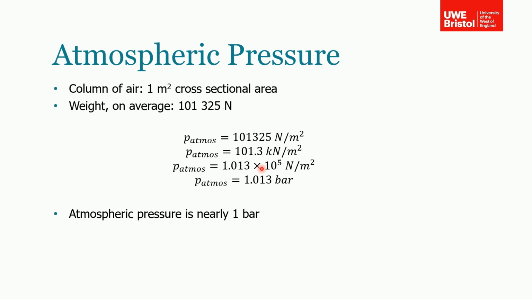So this is written as 1 times 10 to the 5. So that's bar. If you remember our previous definition, a bar is 100,000 newtons per meter squared. So give or take, obviously there's a little bit of difference, atmospheric pressure is around about 1 bar.